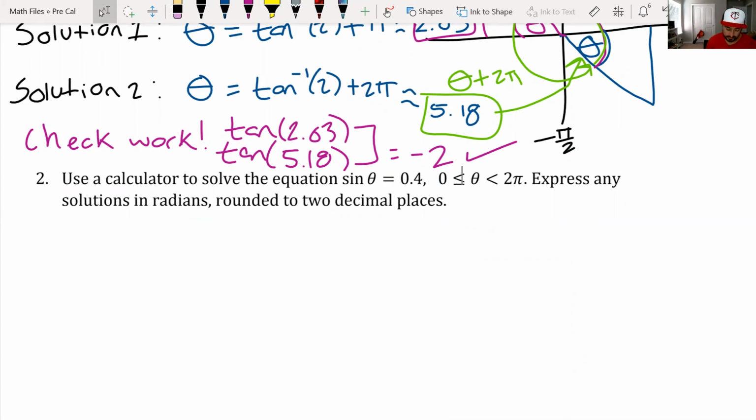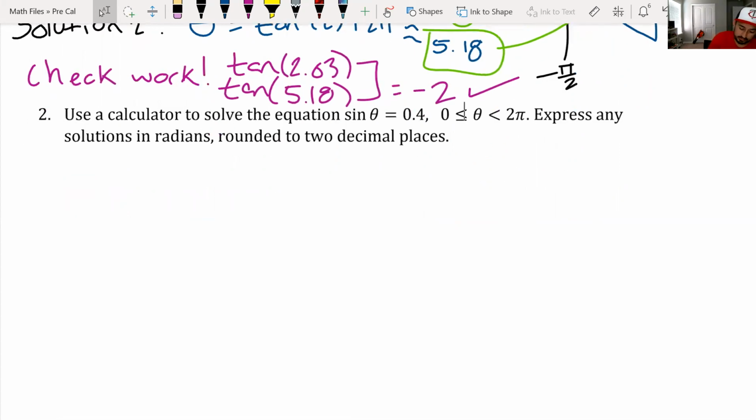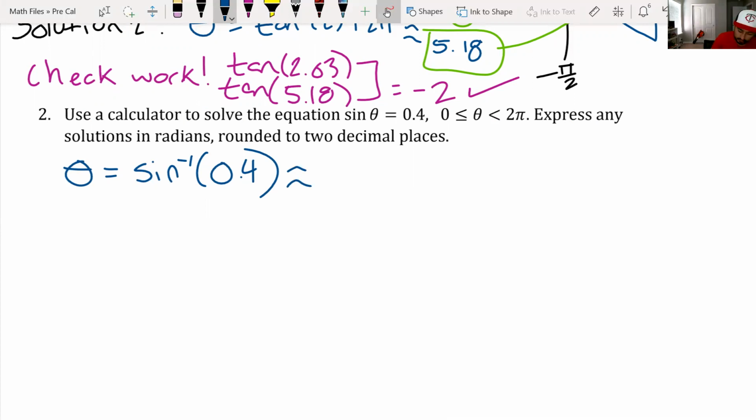Okay, let's do this again. Solve the equation sine theta equals 0.4 on the unit circle. So once again, apply the inverse. We're going to say theta equals the inverse sine of 0.4. So inverse sine of 0.4 gives me 0.41. And remember that the inverse sine function lives on -pi/2 to pi/2.